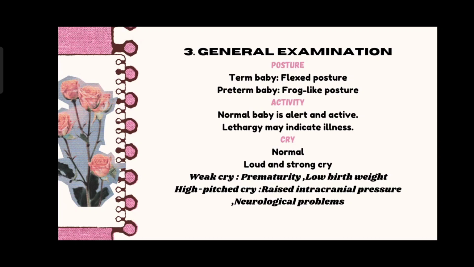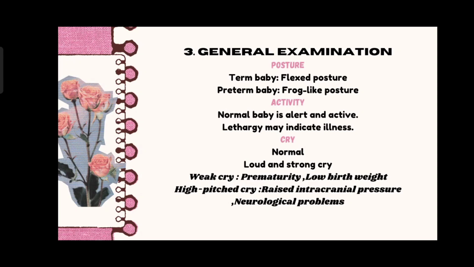Then coming to the third assessment, that is the general examination, which comes under the periodic examination. So what all are the things we have to check under the general examination? First one is the posture. For the posture, if it is a term baby, the posture will be flexed. If it is a preterm baby, the posture will be frog-like. Then coming to the activity, the normal baby will be alert and active. If any lethargy or weakness is present, it indicates the presence of illness.